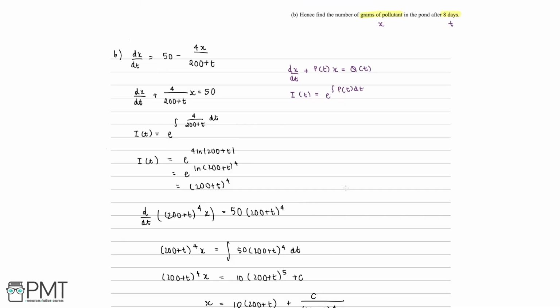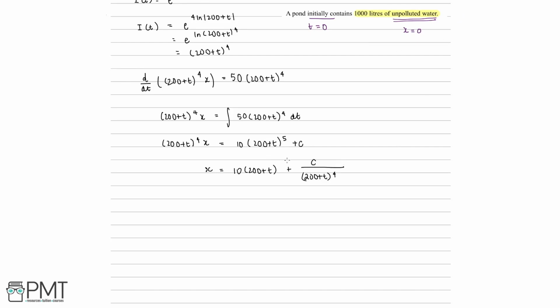Now we want to find the number of grams of the pollutant in the pond after 8 days. So in order to do this, we need to find the constant c. Well, our question tells us our pond initially contains 1000 litres of unpolluted water. And thus, when t is equal to 0, as shown by our initially keyword, our pond contains 1000 litres of unpolluted water, so x is equal to 0, as the grams of pollutant in the pond is equal to 0 when t is equal to 0. So let's substitute this into our equation.